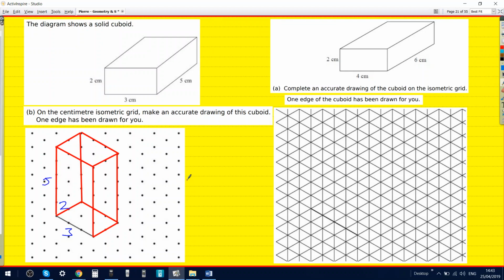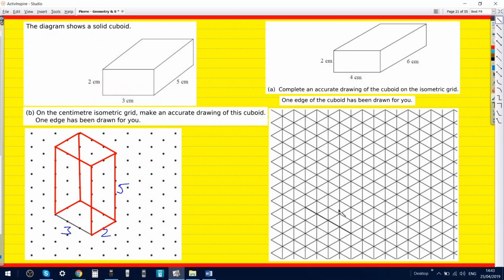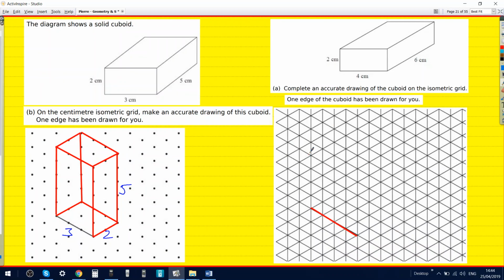Yeah. Right. Okay, so it's been drawn. So the side that's been drawn, it's 1, 2, 3, 4. So 4. So it would be 2 up, two triangles up. Okay. So, they started with a black line, sorry. Yeah. There's a line there. So which one is that? So is that the 4 centimeters? Yeah.